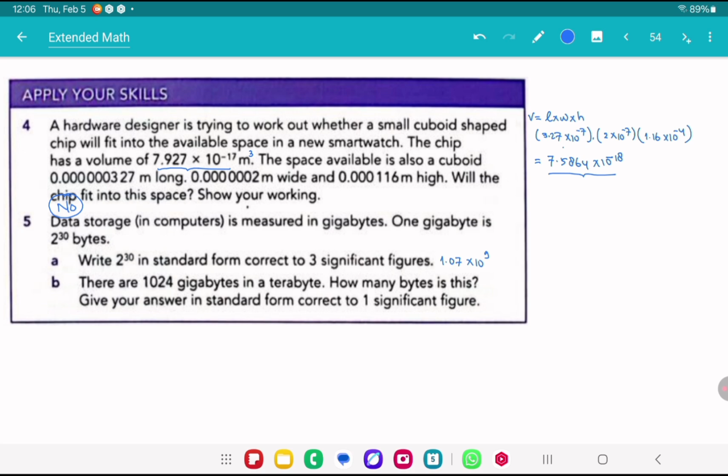There are 1024 gigabytes in a terabyte. How many bytes is this? So we just write down 1024 and then multiply by 1.07 times 10 to the power of 9. And the result in one significant figure is 1 and 10 to the power of 12 bytes.